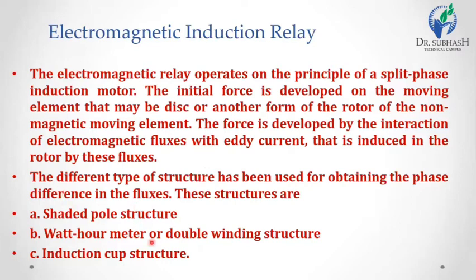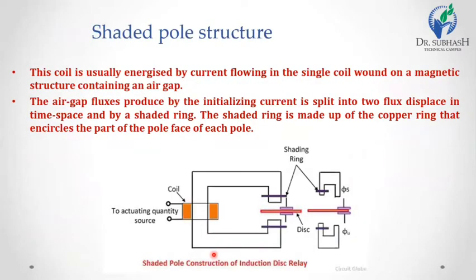There are three types of structures. First is the shaded pole structure. Second one is the watt-hour meter or double winding type structure. And third one is the induction cup type structure. Now, the shaded pole type structure.